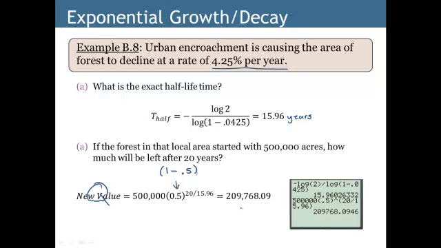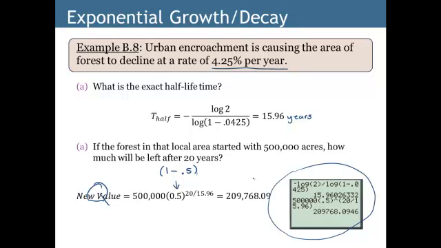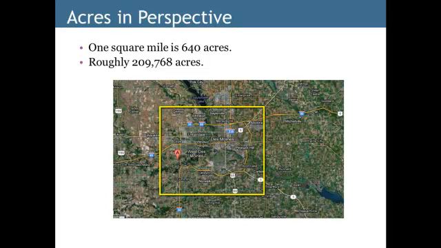All right. And so if we started with 500,000 acres, that's going to give us 209,000 acres after 20 years. And over here, I showed you how I typed all that in the calculator, so that can help you out. By the way, that yellow box there represents about 209,000 acres, just to give you an idea. So over the course of a 20-year period, this city in this example is growing so much that it cut out a forest about the size of that yellow box.